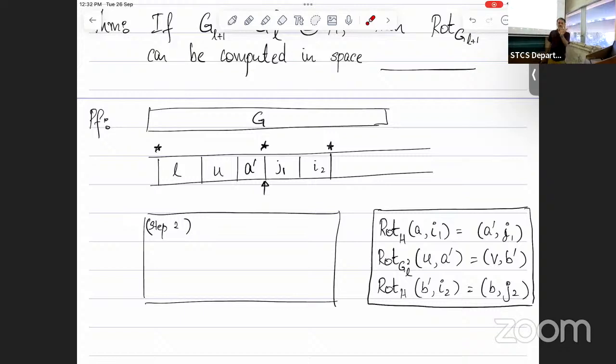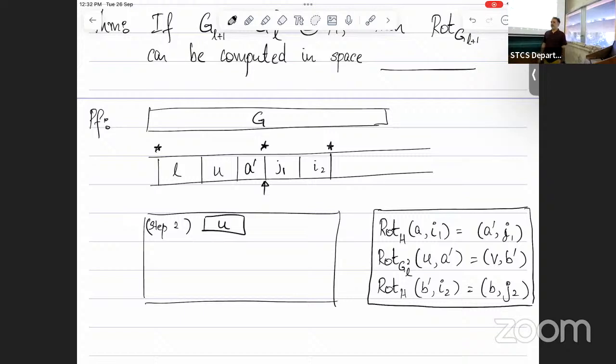Even if I add a single vertex label on the workspace at this point, the new space is going to be whatever is the space required by GL plus a log n. And I can't afford to do a plus log n for G1, G2 all the way till GL. So, okay, let's just imagine that we were sloppy and there was a copy of you sitting there.